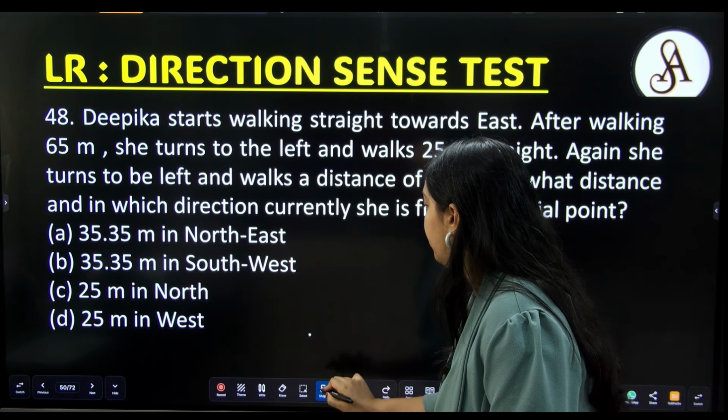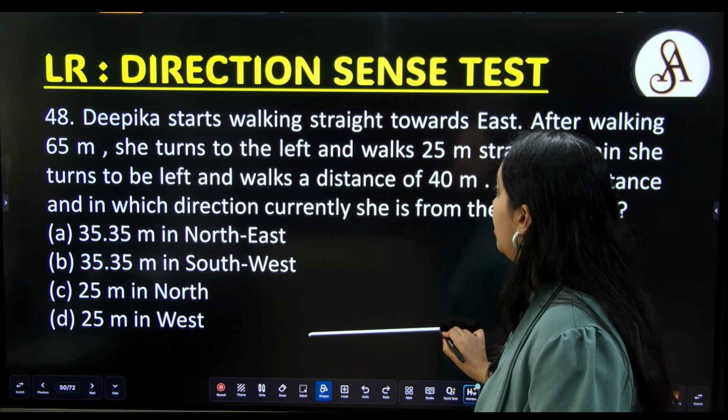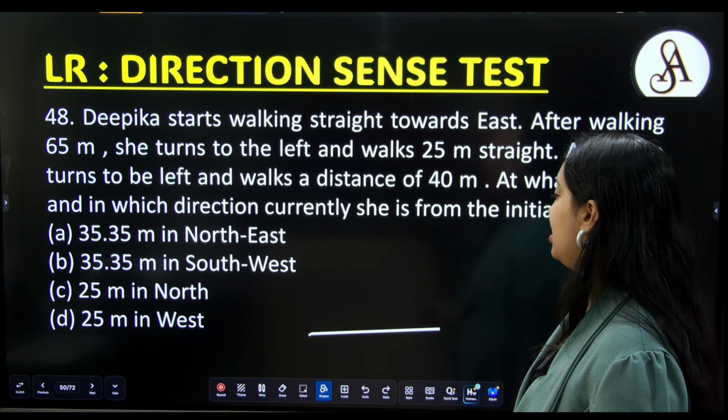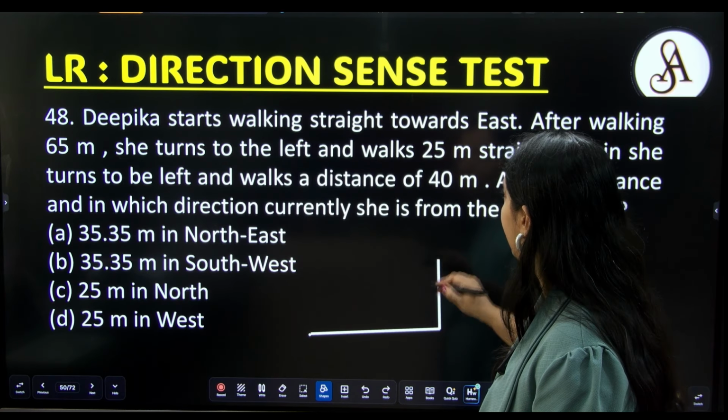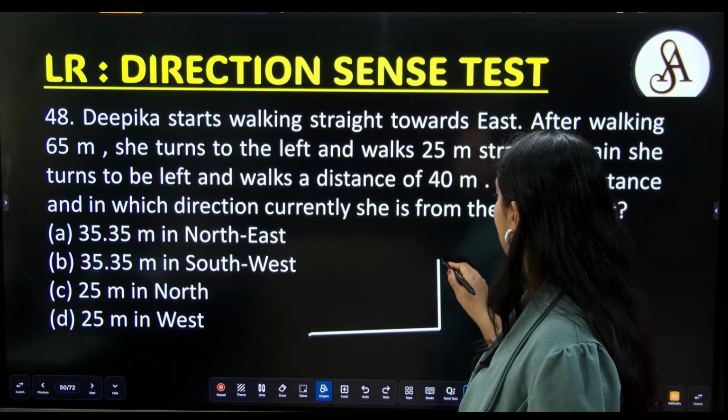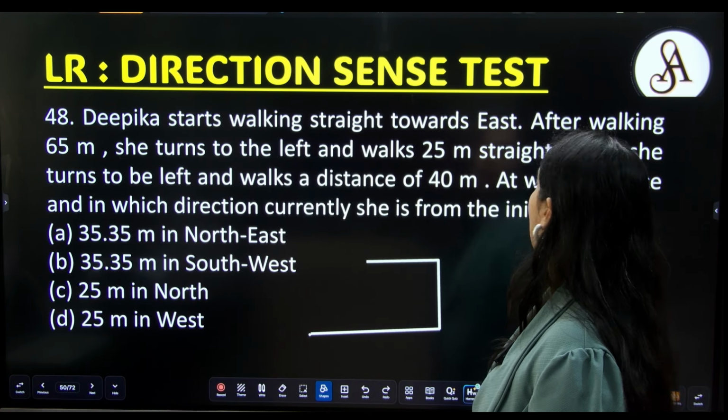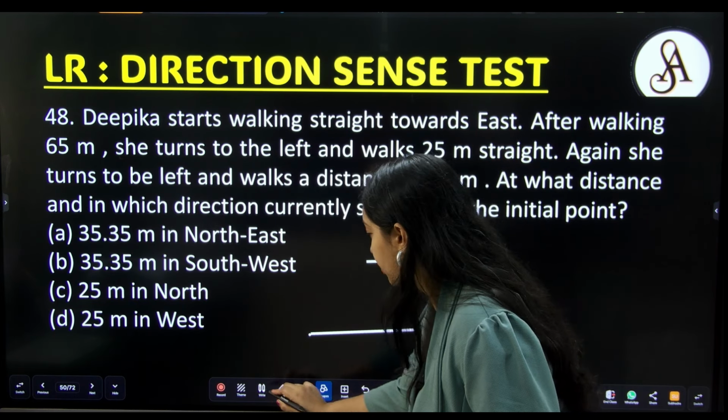This is the starting point where Deepika started. She goes 65 meters east. She turns to left and goes for 25. Again, she turns to left and goes for 40. Now she has stopped.